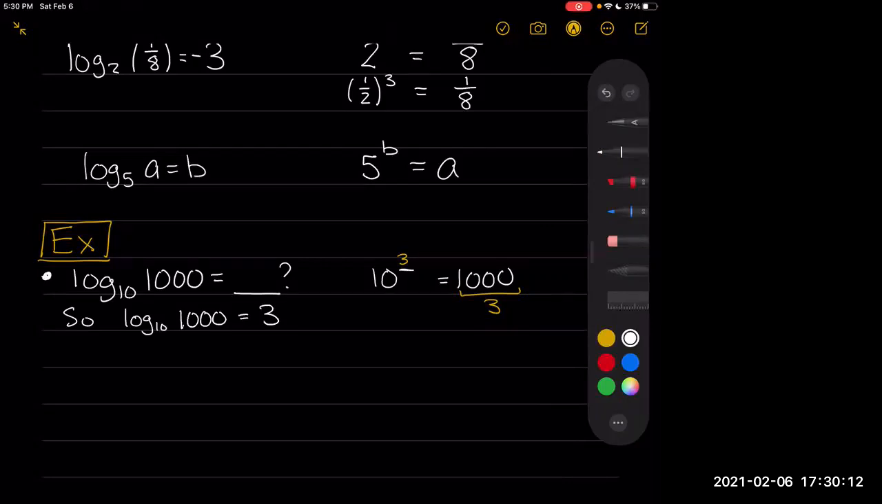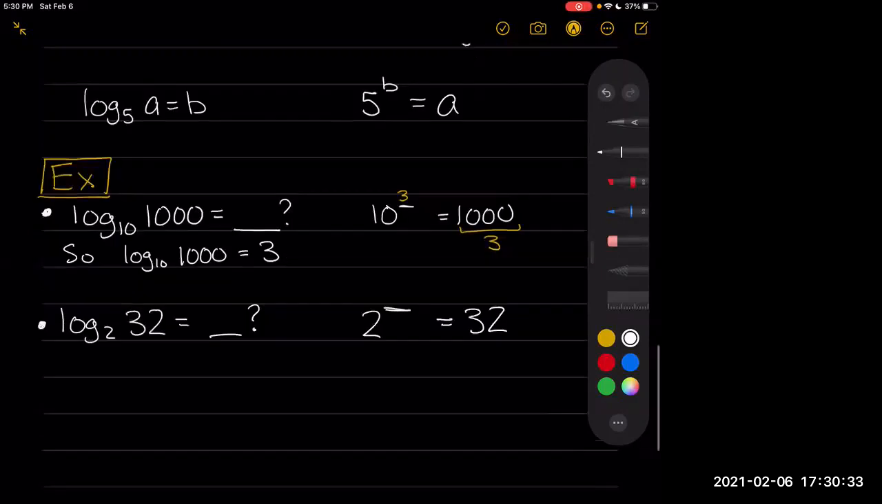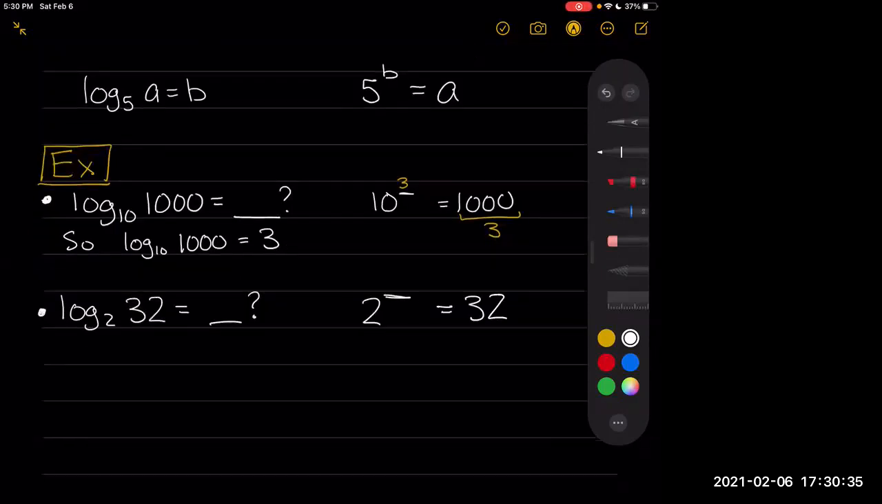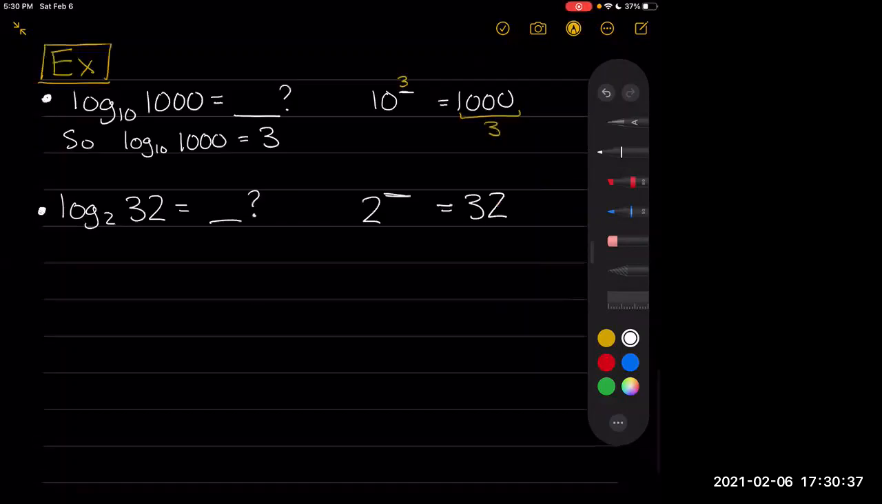Okay, so looking at our next example, if we look at log base 2 of 32, what does this equal? Well, 2 raised to what power will equal 32? And if you don't know the powers of 2 just off the cuff, that's fine. I usually don't. So I like to make a little table, kind of 1, 2, 3, 4, 5, 6.